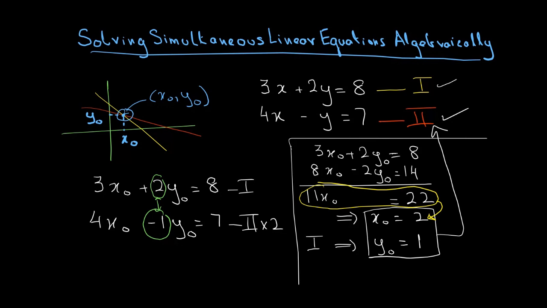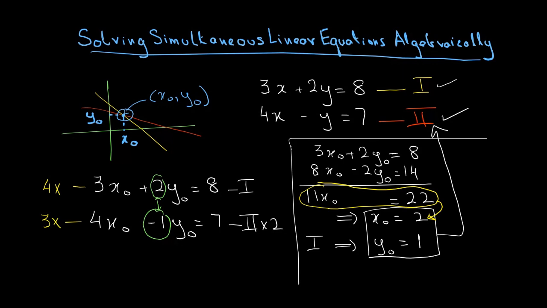We could have also multiplied equation 1 by, let's say there's another way to do it. We could have multiplied equation 1 by maybe 4, and we could have multiplied this equation by 3. So we would have gotten 12 x naughts here, and then we could have subtracted the two equations. So the 12 x naughts would have cancelled, and we would have gotten an equation only in y naught, and we could have solved it for y naught. Okay. But you could do it in a slightly different way too.